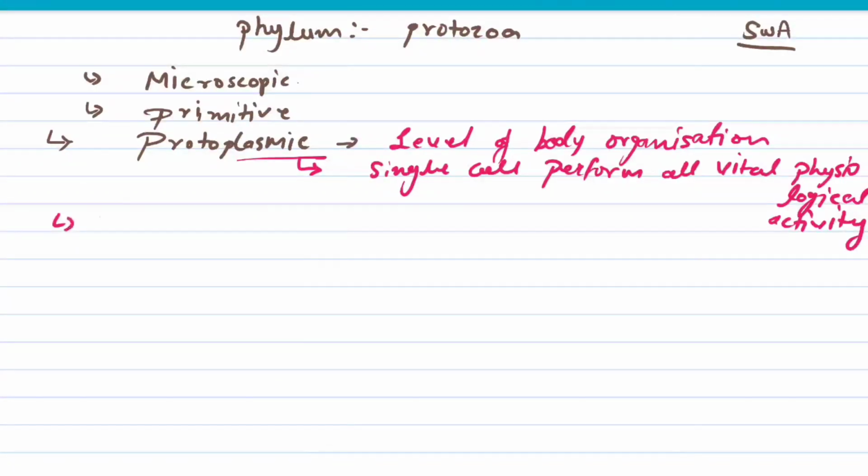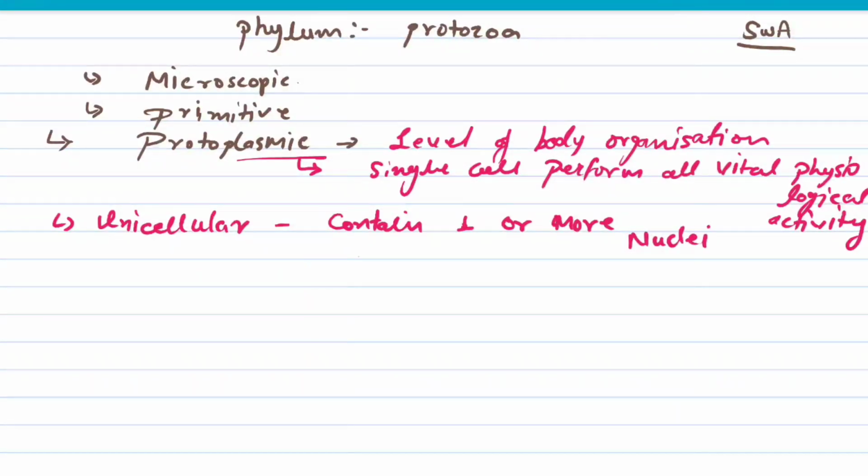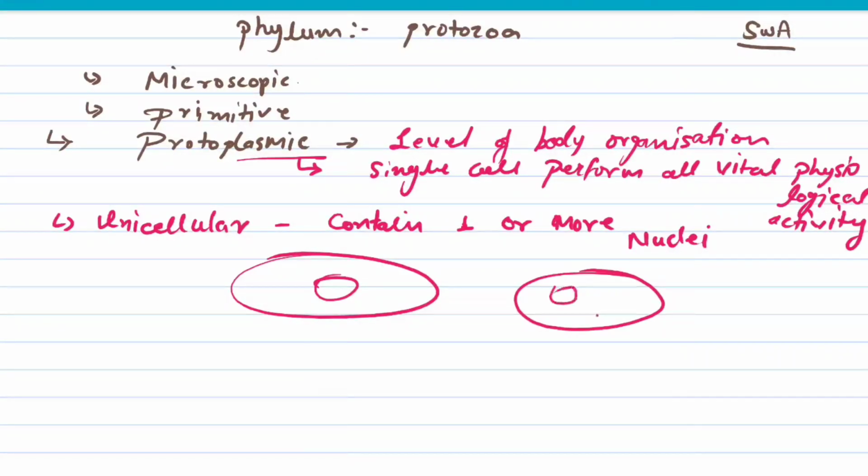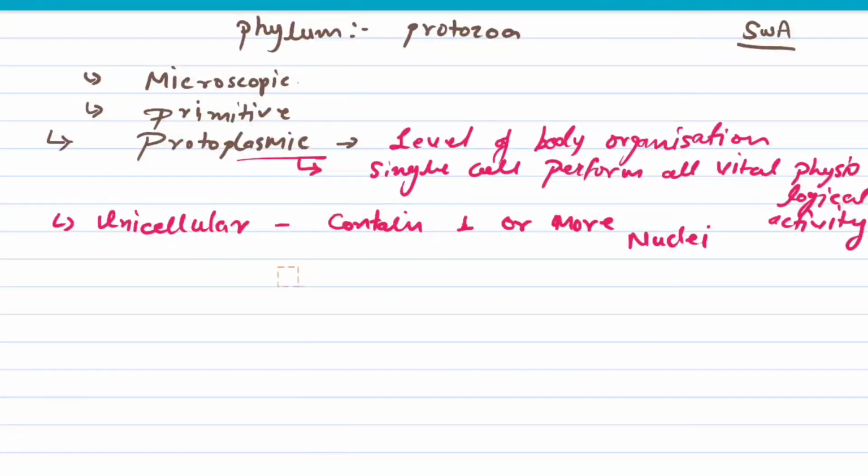We already discussed that this phylum includes unicellular organisms, and the cell can contain one or more nuclei. So in a cell there may be only one nucleus, or more than one nucleus may be present. Accordingly we give the terms mono, or sorry, multi nuclei.